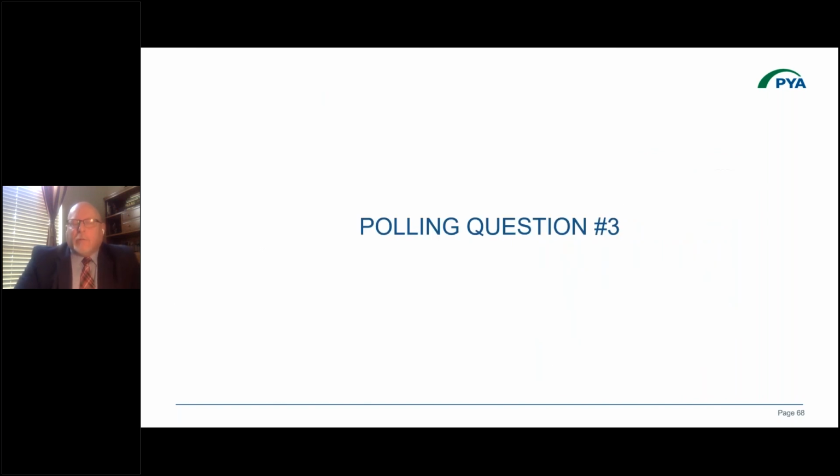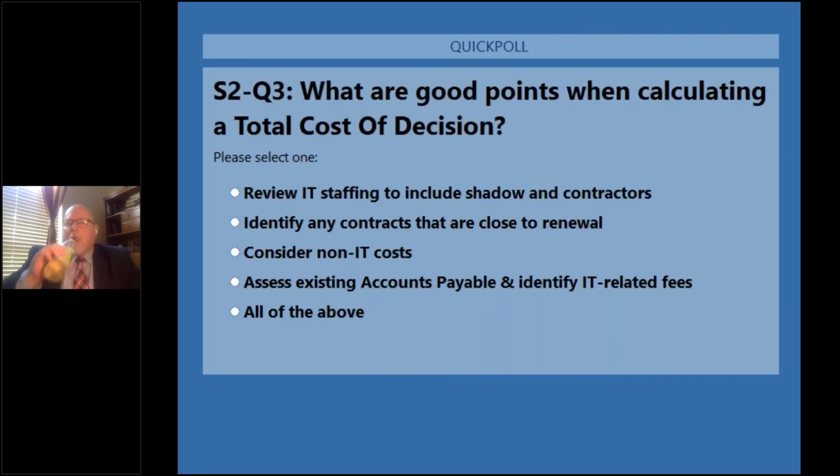Last polling question, then I think we're done. The third question is, what are good points when calculating a total cost of decision? Review IT staffing to include shadow and contractors. Identify any contracts that are close to renewal. Consider non-IT costs. Assess existing accounts payable and identify IT-related fees, or all of the above. Remember, you must fill out the polling questions in order to receive CPE credit. You will have 30 seconds to answer.